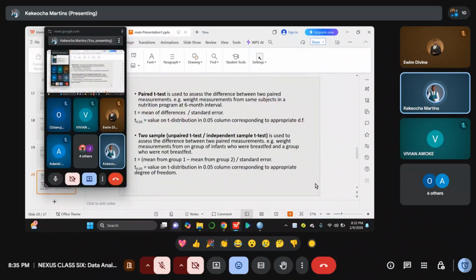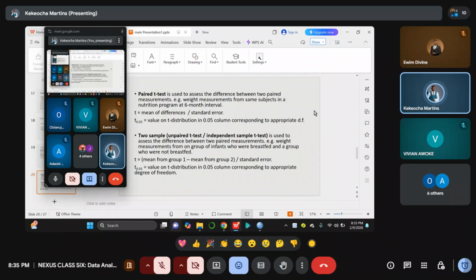So if we go over to independent sample T test, or two sample T tests, we have two pairs of measurements from a group of infants that have different qualities. For example, the weight of infants that were breastfed and weight of infants that were not breastfed. So you have weight in your measurement. Then this weight is now further classified based on were you breastfed or not. That's what you have to understand.